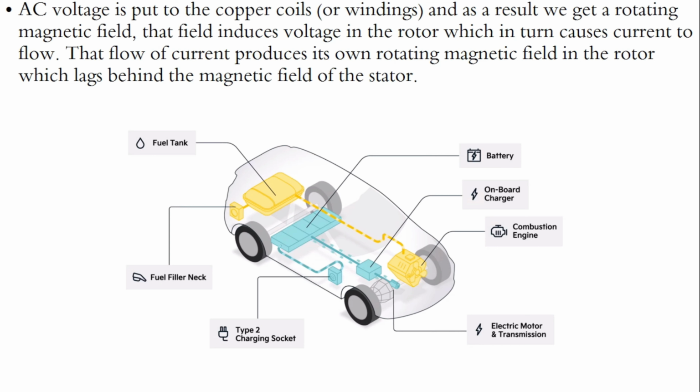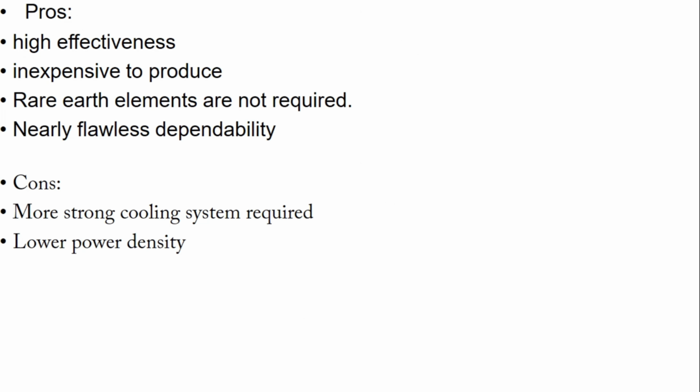That's the definition of the AC voltage in that machine, and in this slide you saw the different components of the vehicles that have an IC engine and the electric motor, or we can say the traction motor, the AC asynchronous type of motor. And you can see the flow of fuel and the flow of electricity. Pros of it: high effectiveness and inexpensive to produce. Rare earth elements are not required and it is nearly flawlessly dependable. Cons: a stronger cooling system is required and low power density.